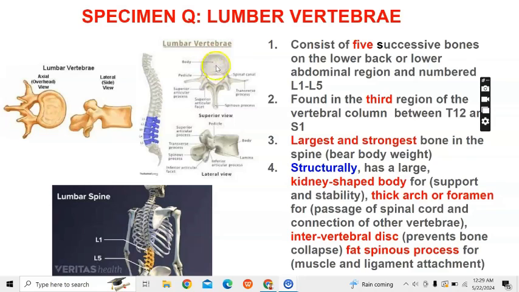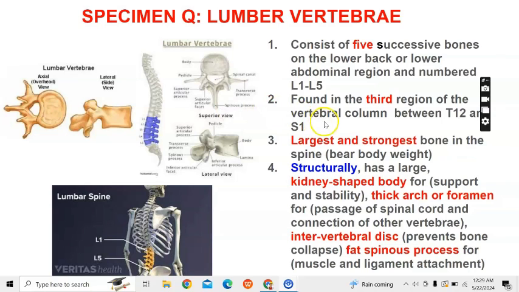You should also note that the lumbar vertebrae has an intervertebral disc. So here is the intervertebral disc. It prevents the bone from collapsing. And also it has a fat spinous process. You can see the spinous process. It serves as an attachment site for the muscles and the ligaments. So that is that about the lumbar vertebrae.